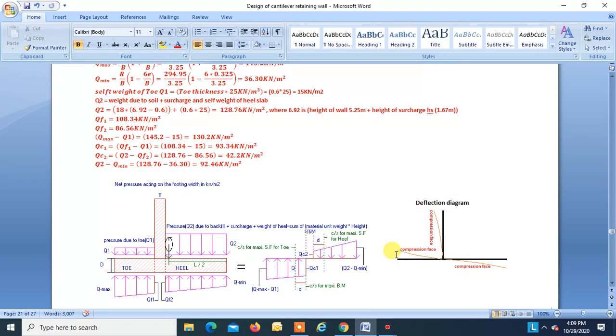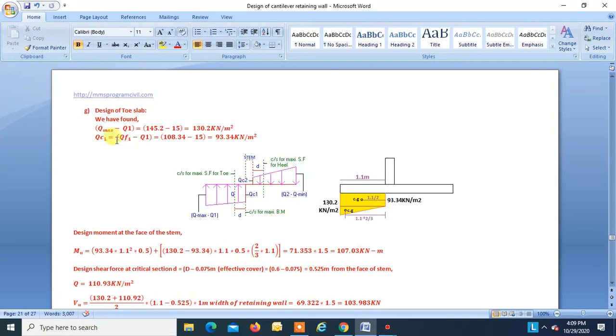Okay, so over here the tension will be at top, tension will be at bottom, over here tension will be at top, and over here the tension will be on the backfill side. Okay, so on tension side we are going to provide the main steel. So this diagram is very important so that we can know on which face we are going to provide the main steel.